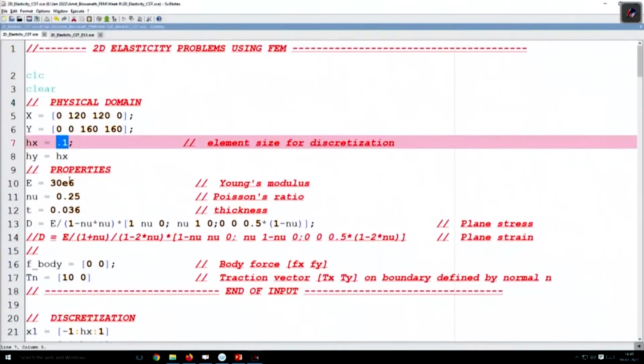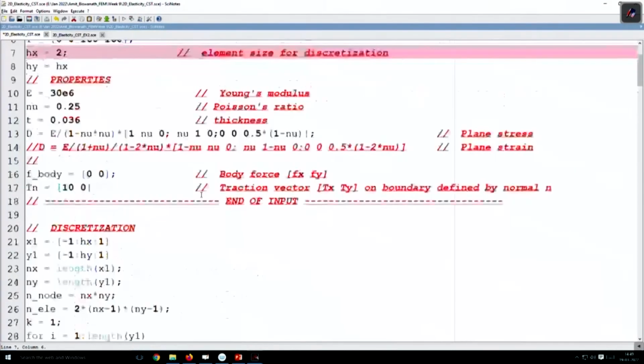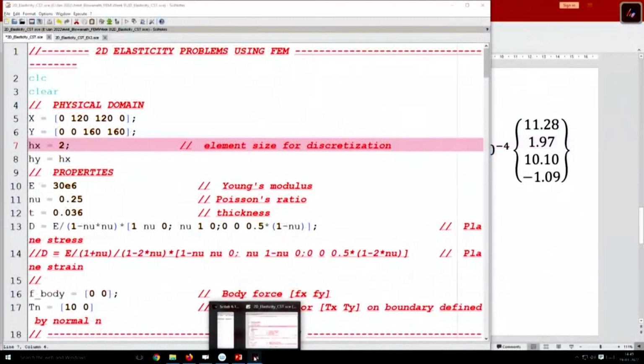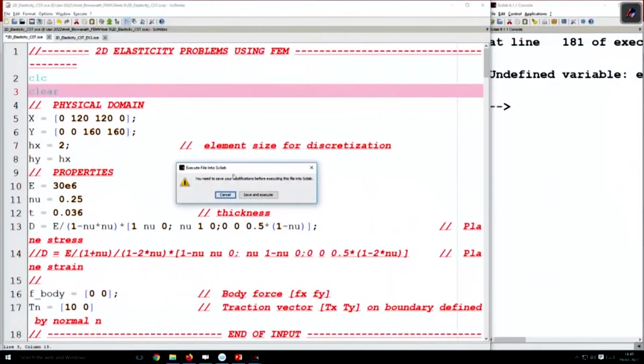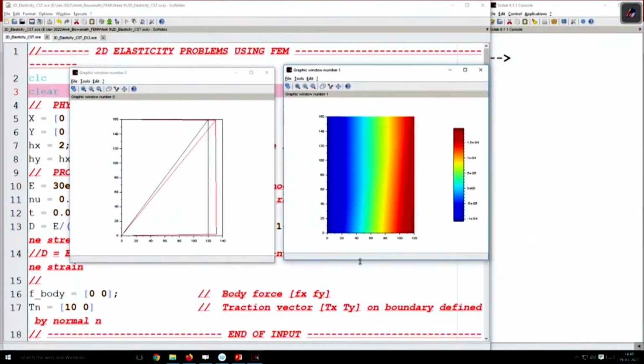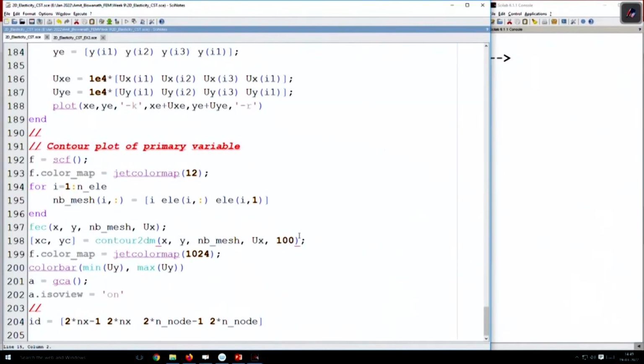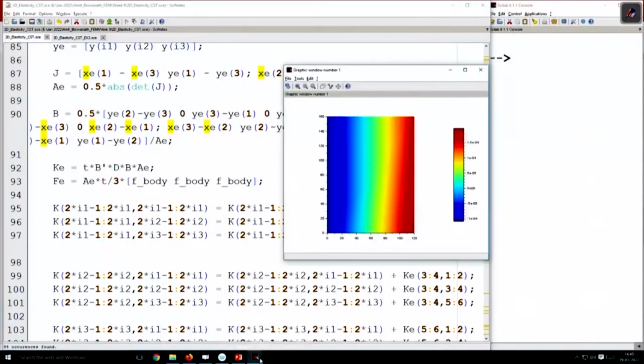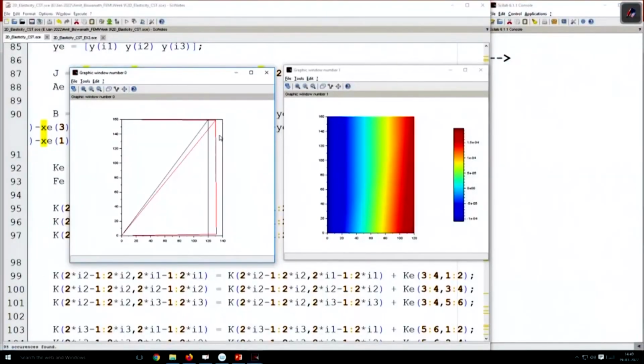So let us take h equal to 2. h equal to 2 means in parametric space the size of the element will be 2. So let us run it. Yes, this is the contour plot of the displacement; this is ux that is plotted. Okay, so this is the plot of ux, and this is our deformed shape. Black is the undeformed configuration and red is the deformed configuration.